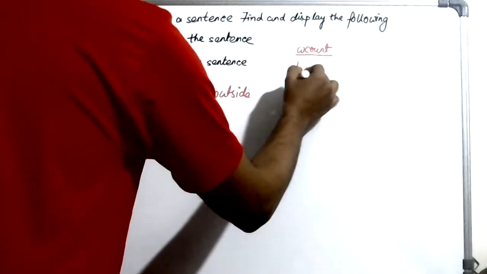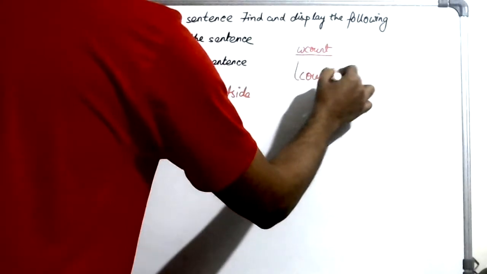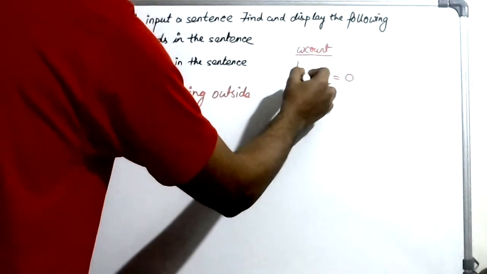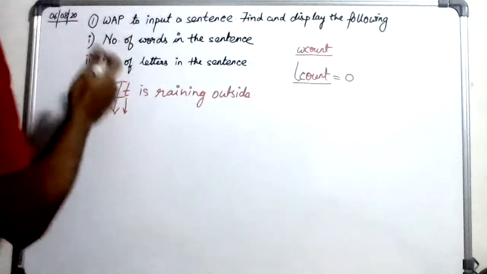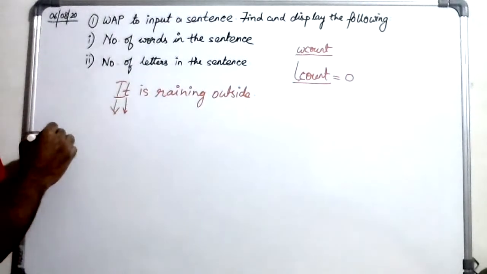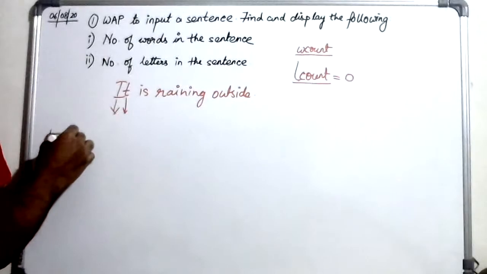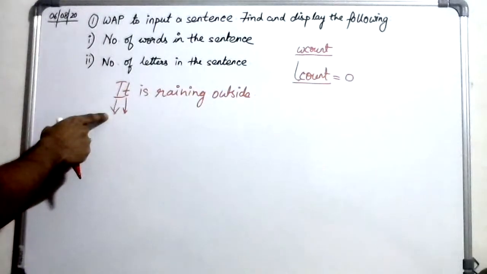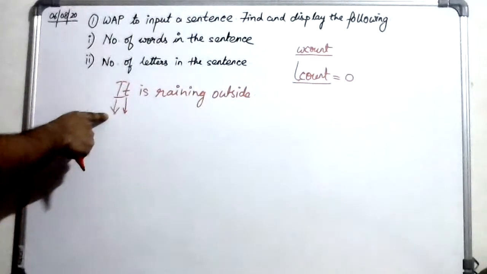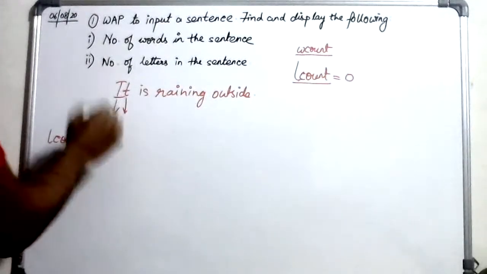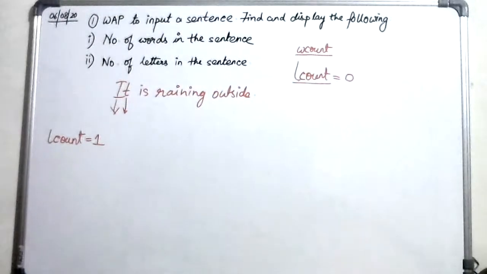So let me write down the value of L count. Initially, L count is initialized to 0. Now we start counting from here. So once we start extracting the characters, we'll keep counting. I'm writing the variable L count here once again, and we'll be modifying the value of the variable. So initially it was 0. We extracted the first character in the sentence. It was not a blank space. So we increased the value of L count by 1. So 0 plus 1 is 1. Now L count contains the value 1.